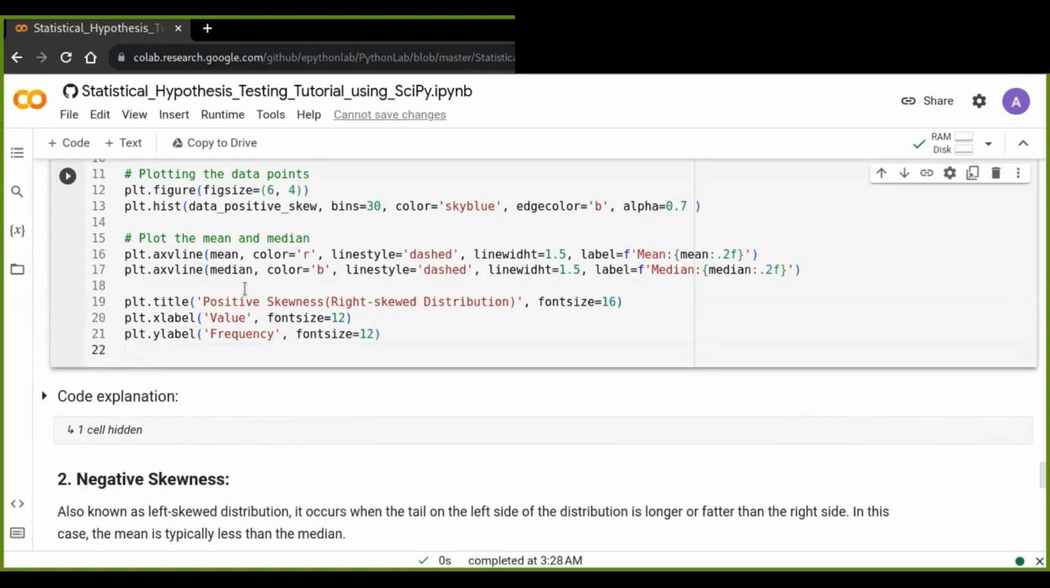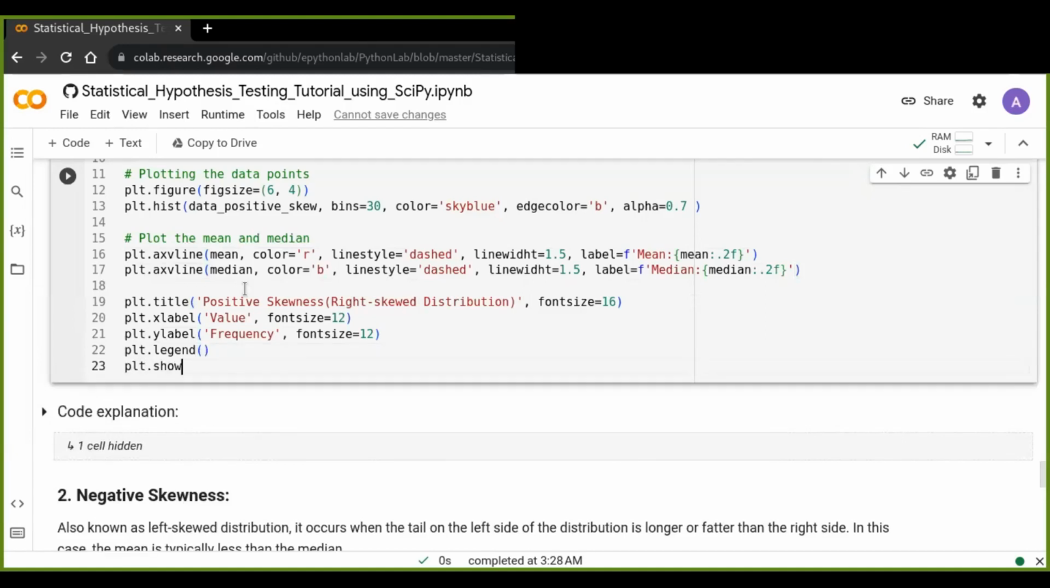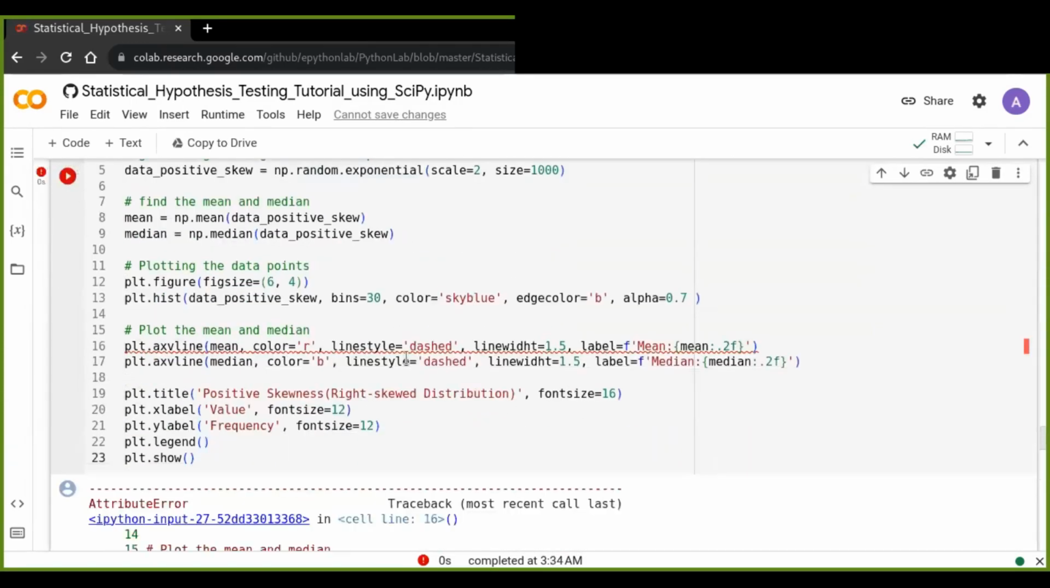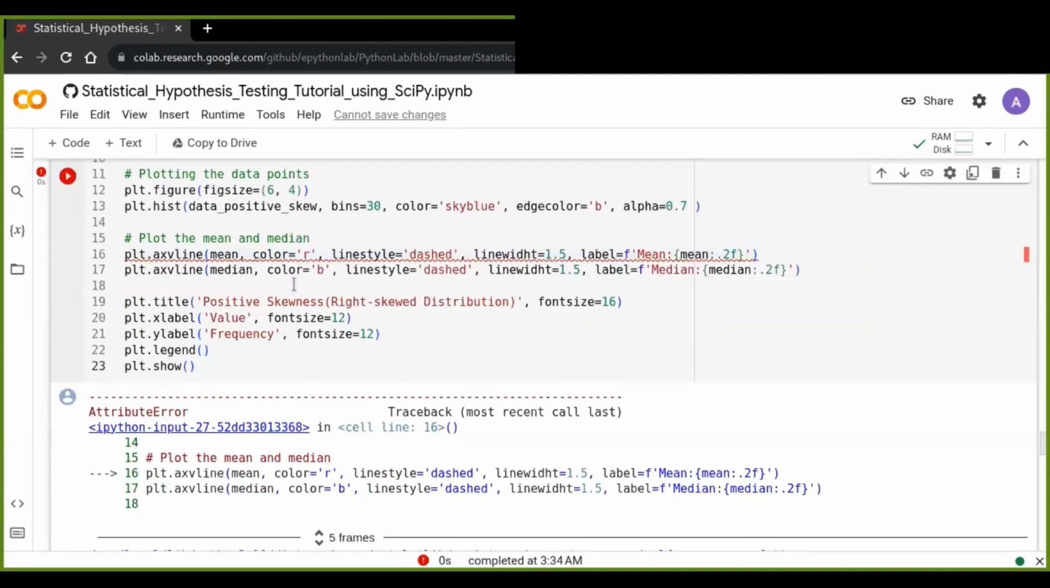All right, finally, the legend shows us the legends of the mean and median of the data points. And finally, plt.show. Okay, let's run this code and let's see the distribution of our plot. Okay, there is an error. Okay, this is what it is.